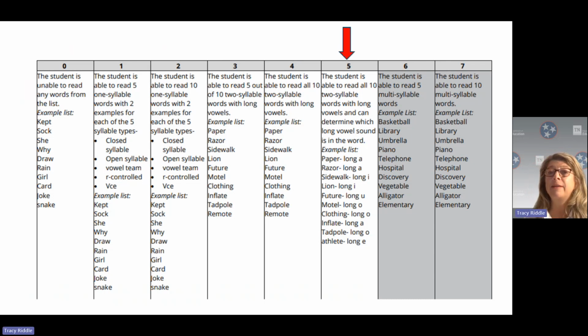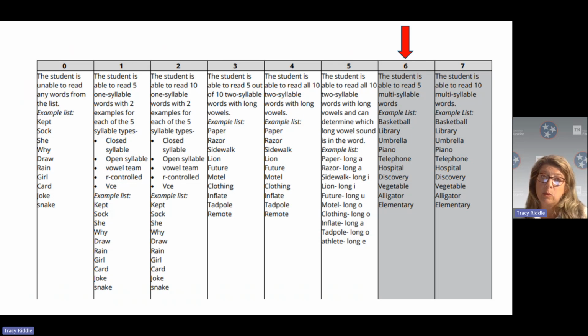At level 5, not only can they read all of the 10 words, but they can also tell you which long vowel sound is in that word. They must be able to do all 10 to score at a level 5. Once students have mastered level 5, you could move to the next word list.